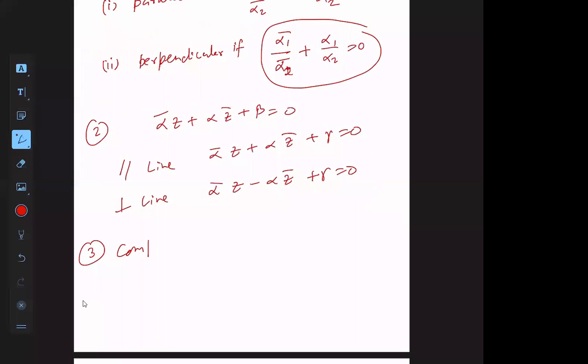One term is defined: complex slope. What is complex slope? Complex slope is minus alpha upon alpha bar, that is, minus the coefficient of z bar upon the coefficient of z.